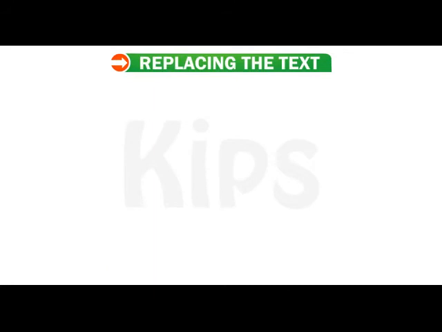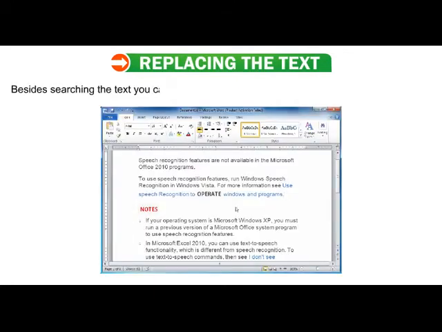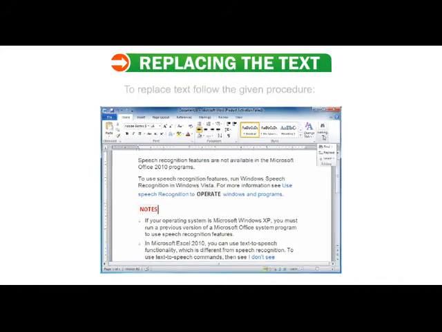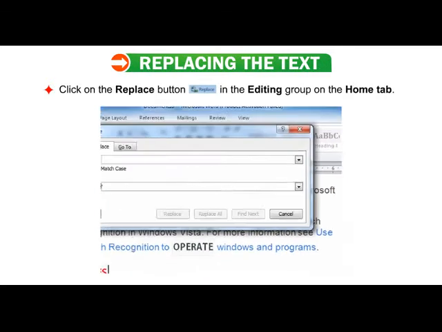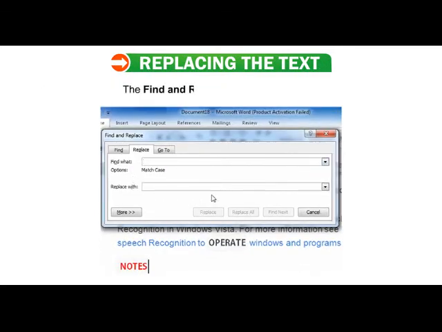Let us talk about replacing the text. Besides searching the text, you can also replace the words or phrases with any alternate text. To replace text, follow the given procedure. Click on the Replace button in the Editing group on the Home tab. The Find and Replace dialog box appears.